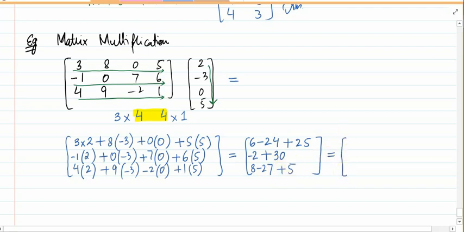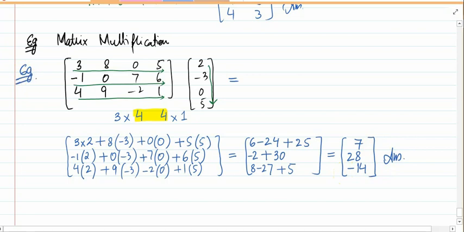Right? Now we need to add them. It will be 6 minus 24 plus 25, that will be 7. 30 minus 2 is 28. And 8 plus 5 is 13, minus 27, it will be minus 14. So that is our answer, and that was question number 6 part G. Right?